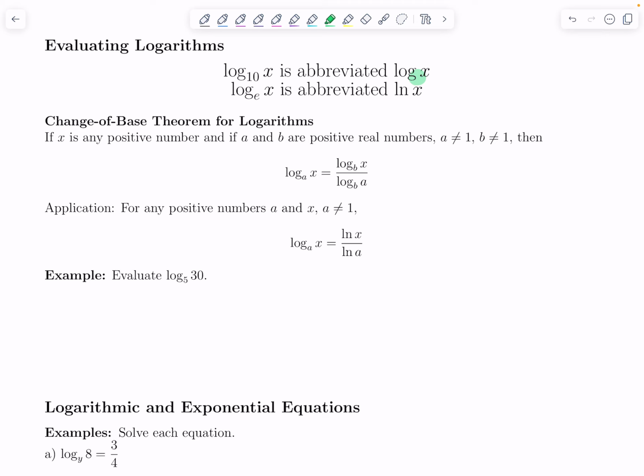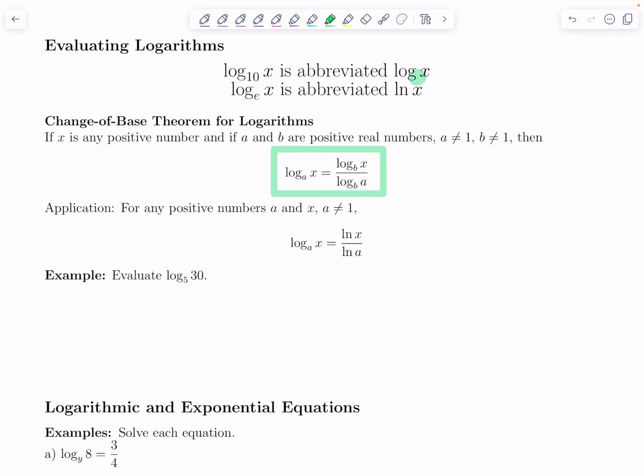Sometimes though you're working with a logarithm in a different base and you want to change to one of these bases. So we have a change of base theorem for logarithms, and it's as follows. If x is any positive number and a and b are positive real numbers not equal to 1, then we have the following. Log base a of x equals log base b of x over log base b of a.